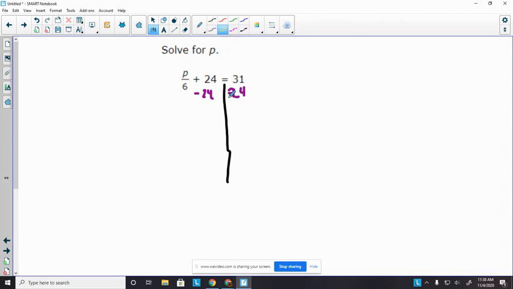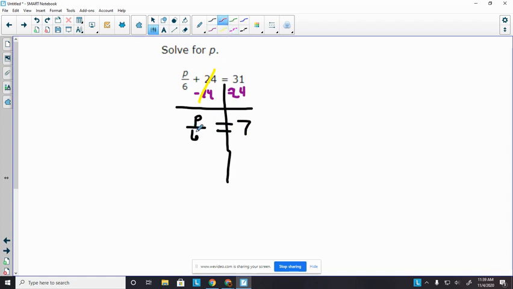24, positive 24 minus 24, that makes 0, so we can cancel that out. We're left with p over 6. And the equal sign stays. And 31 minus 24 is 7.